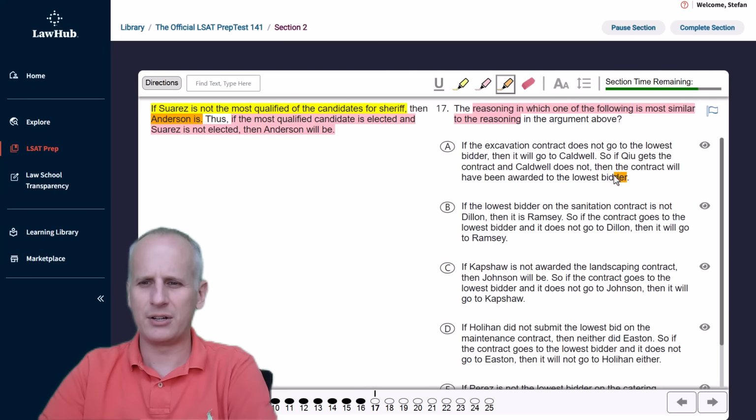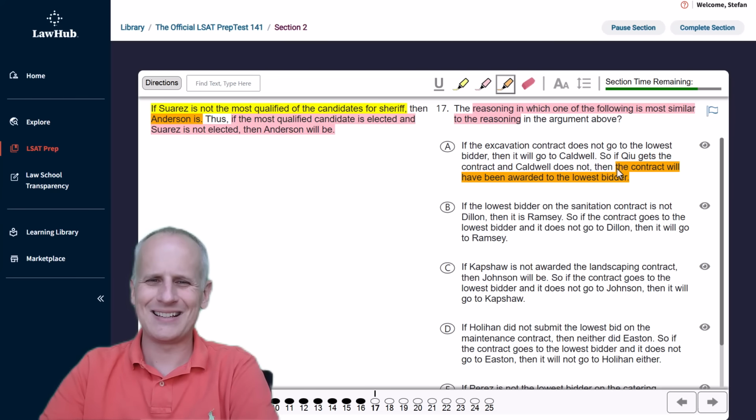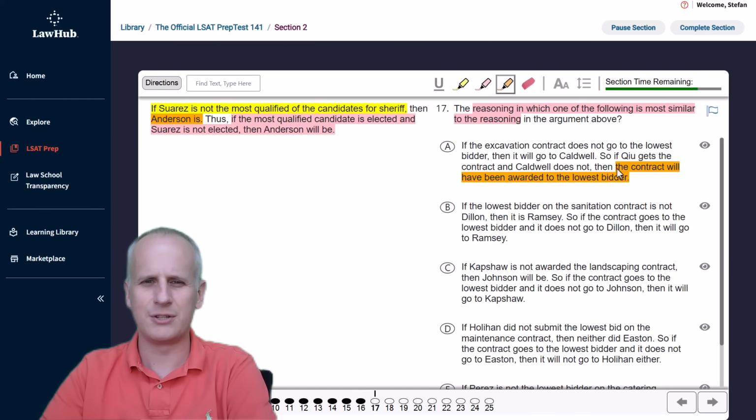So the ultimate conclusion in choice A is about the contract having gone to the lowest bidder. And that would be analogous to the most qualified candidate being elected, which is not the conclusion's main point. That's going to ultimately be our necessary condition, not the sufficient one. So we've basically flipped the pieces around in choice A.